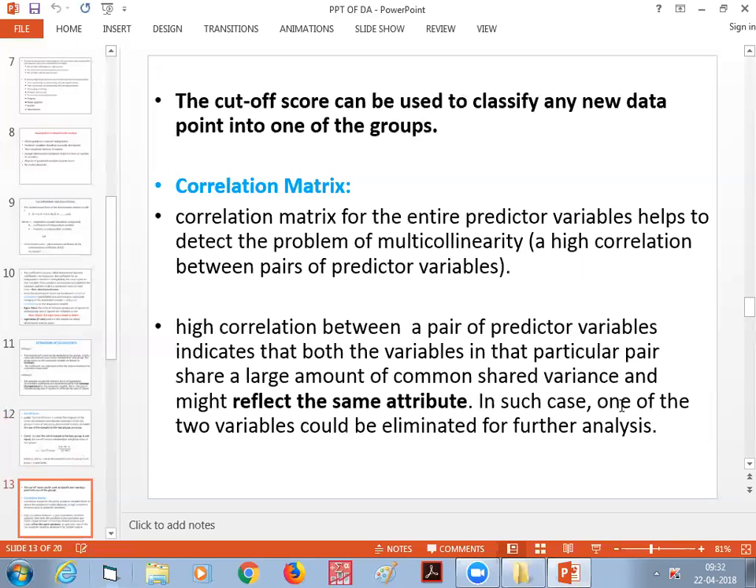Normally, if the correlation between any two variables is more than 80%, 0.8 and above, then those variables are highly correlated. That means there is existence of multicollinearity. Lesser than 0.8 doesn't matter. Okay, that is a set standard for understanding. So that is the correlation matrix.